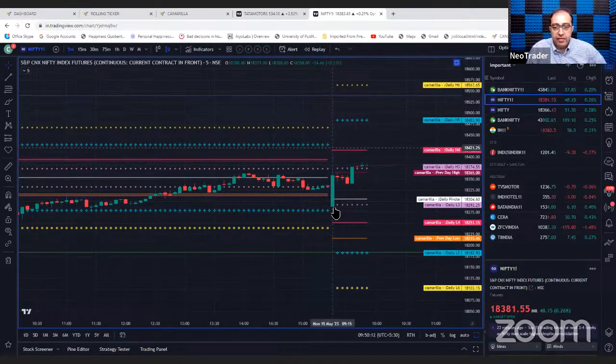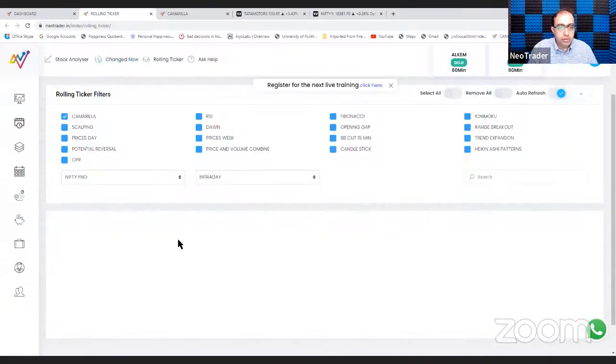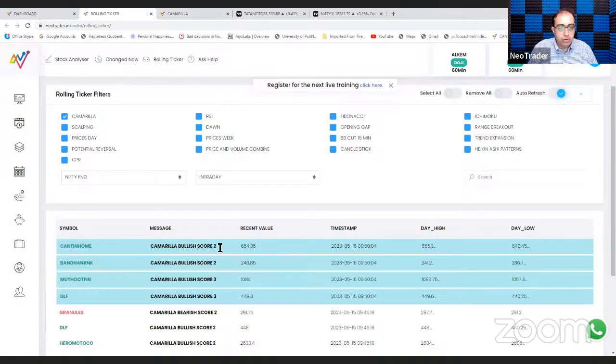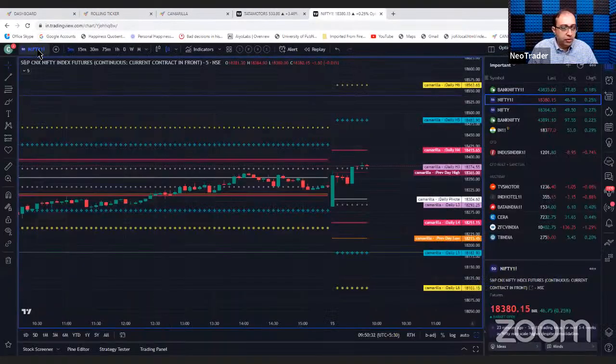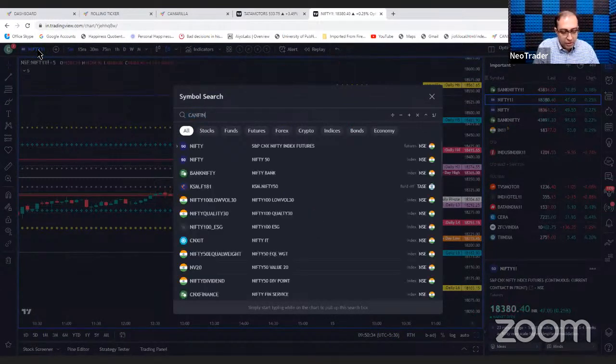It opened negatively, but then the revival from lower levels is encouraging. So whenever we are going to put on a stock, okay, let's change the universe now. You can see here Canfin Home, score of 2, Bandhan Bank, Muthoot Finance. So let's see which one is a tradable bet. Okay, so let's go to Canfin Home.